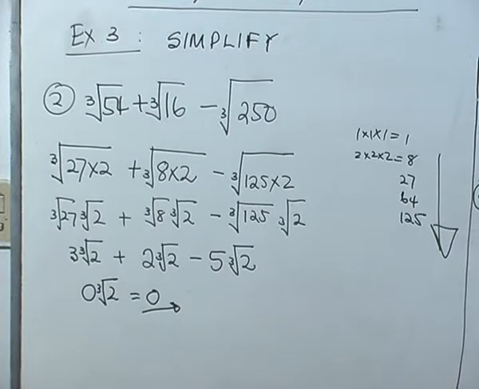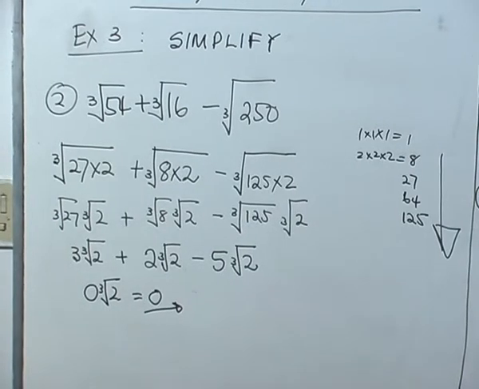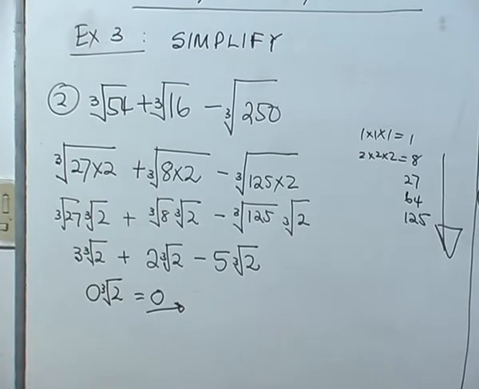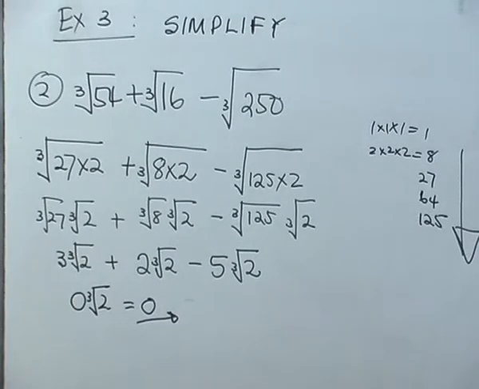So you have to break it up into mixed surds. Make sure that they're exactly the same: cube root 2, cube root 2, cube root 2. Then you can add or subtract them. And, well, in this case, 3 plus 2 is 5. 5 minus 5 gave you 0. 0 times that is 0. So that was number 2. And then we're going to move across to number 3 and number 4. But we'll just give you a few seconds to have a look at that and study it carefully.